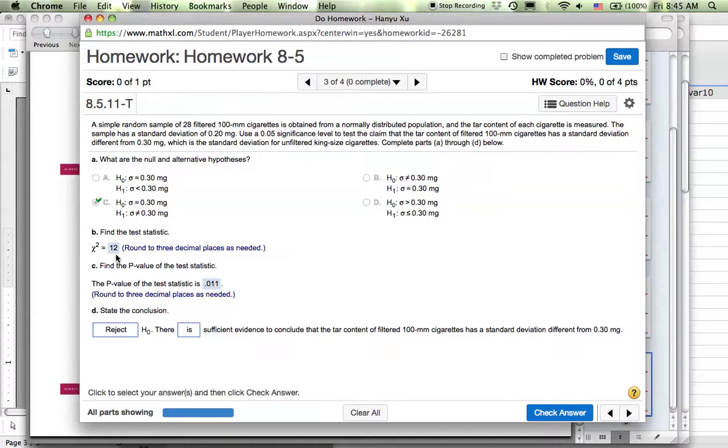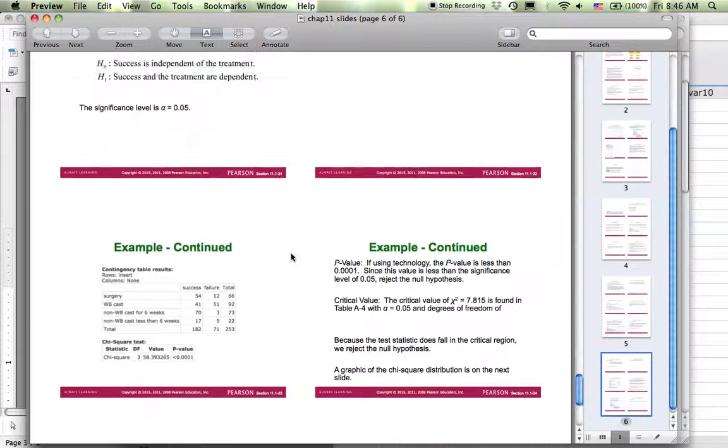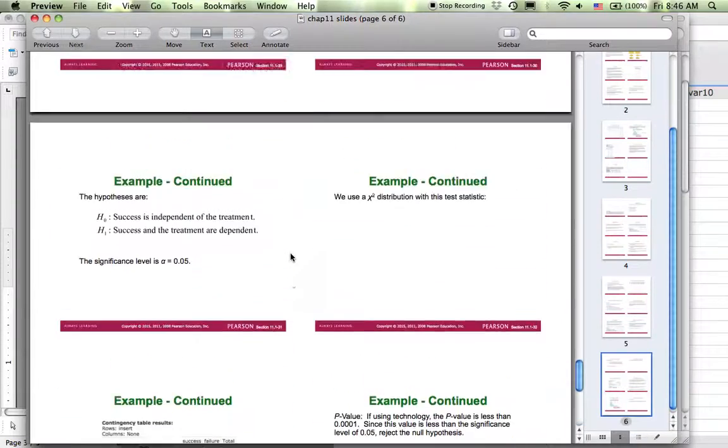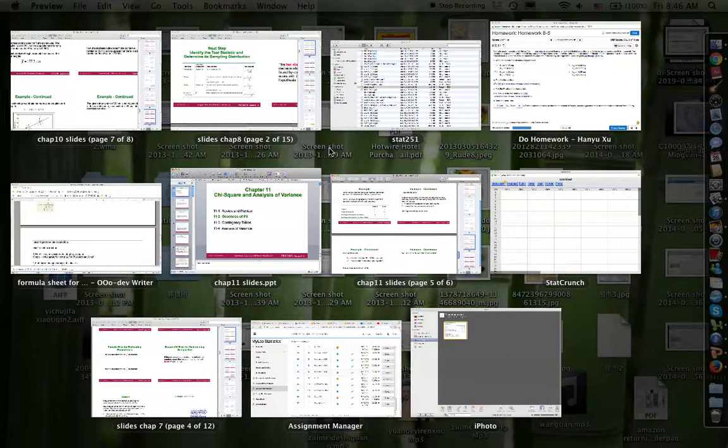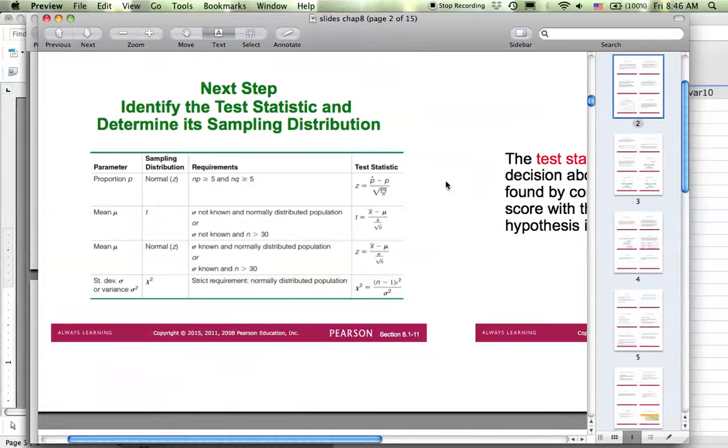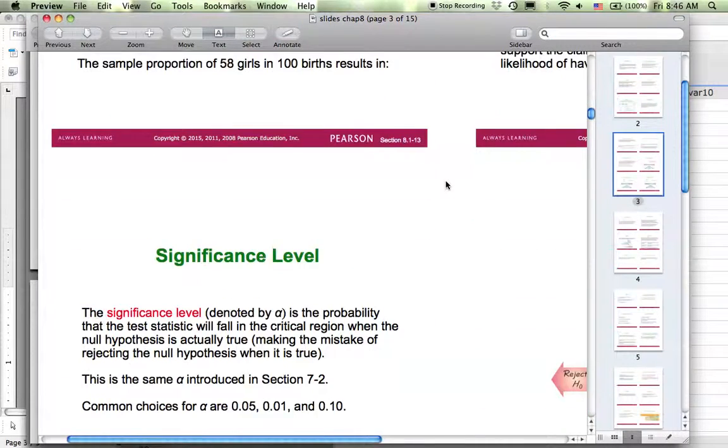And for part C, we need to find the p-value of the test statistic. This one is a two-tailed test, so the p-value you get should be the area in the two tails. And if you are curious, we have the p-value definition shown down here.